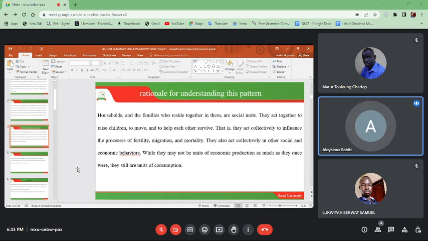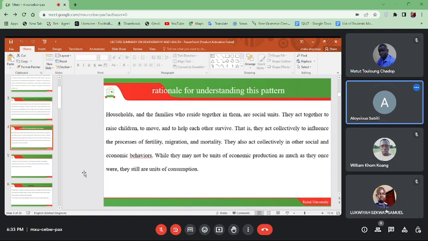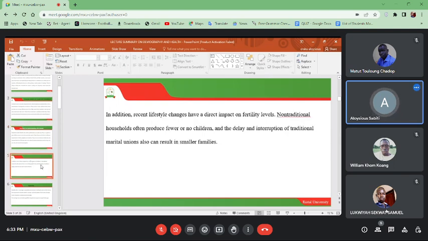So when there is a varying pattern in how households and families are formed, it is very important that we study that kind of pattern. Why? Because we're saying that they act collectively in social and economic behaviors. So for the fact that households and families are units of economic consumption, it is very important that we study this kind of pattern.